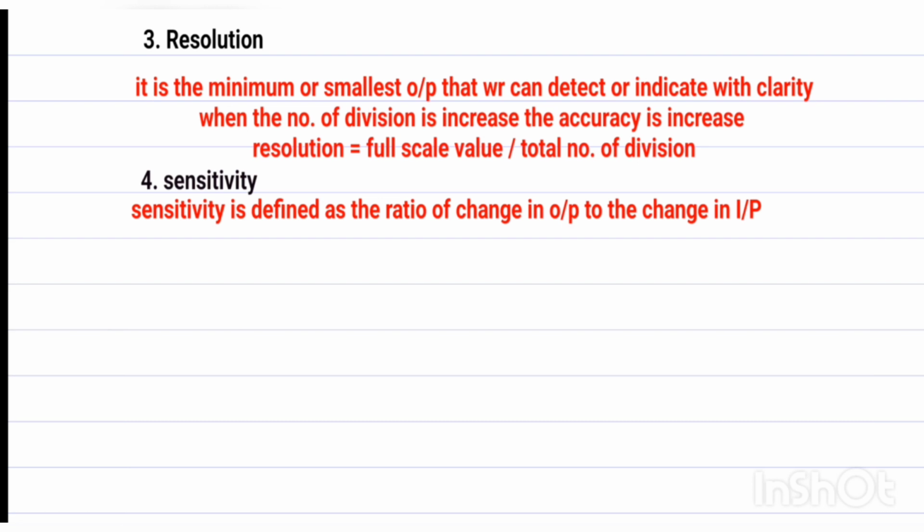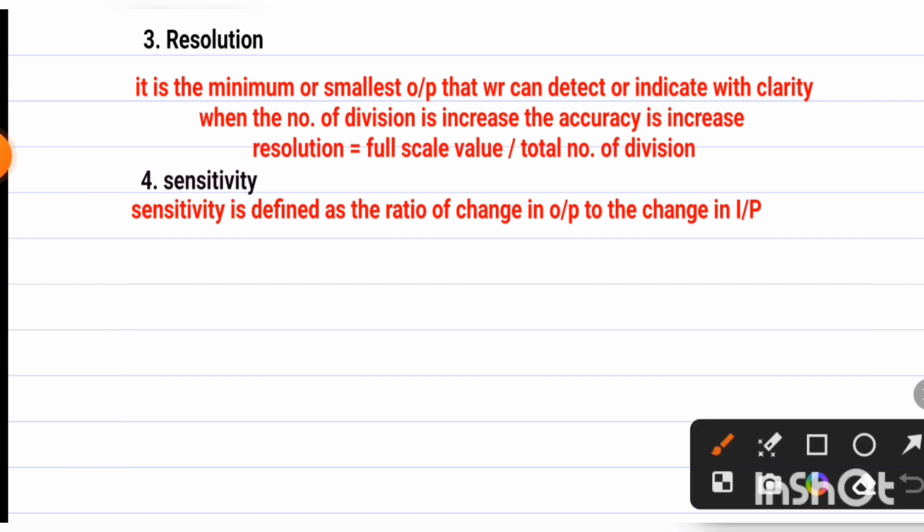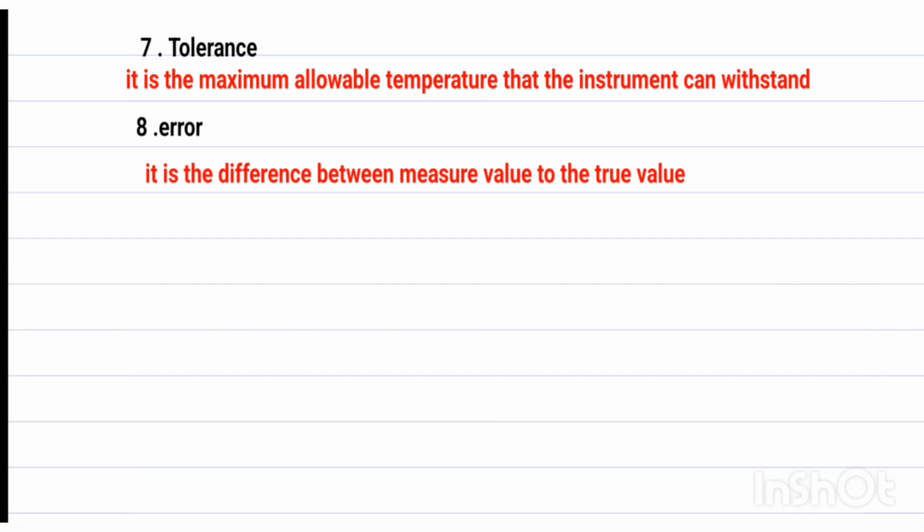Then what do you mean by sensitivity? Sensitivity is defined as the change in output to the change in input. What do you mean by tolerance? Tolerance is the maximum allowable temperature that the instrument can withstand. It means how high a temperature an instrument can tolerate without damaging, that is known as tolerance.